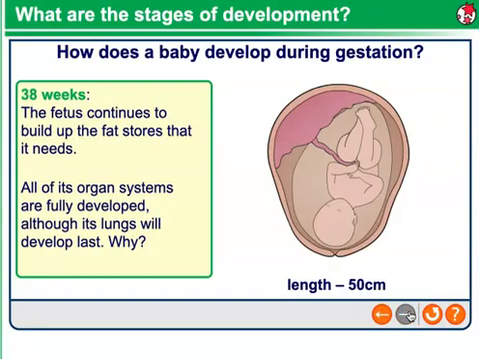At 38 weeks, the fetus continues to build up the fat stores that it needs. All of its organ systems are fully developed, although its lungs will develop last. At this stage, the length is around 50 centimeters.